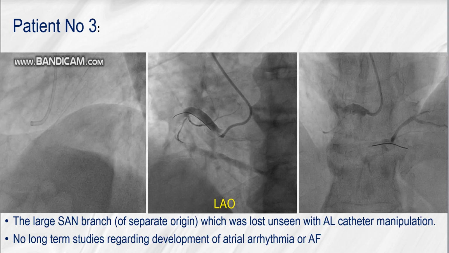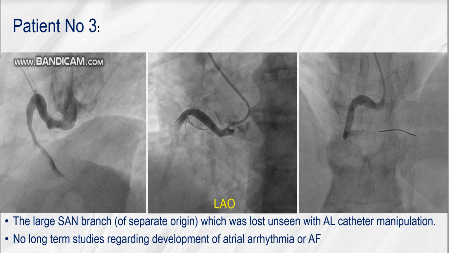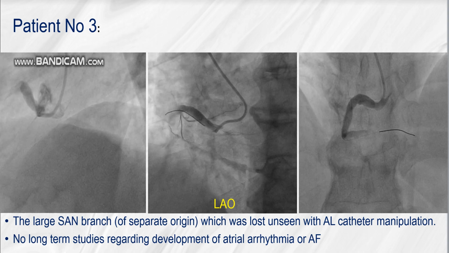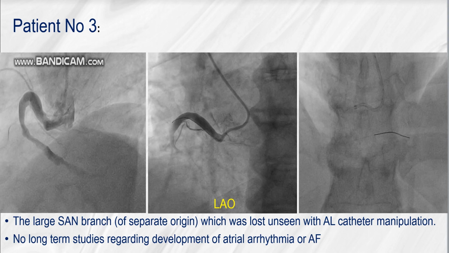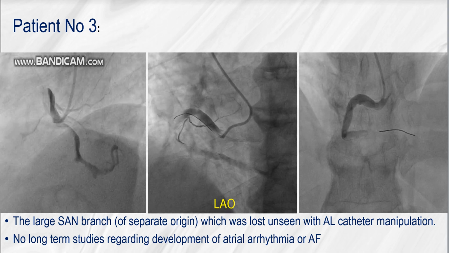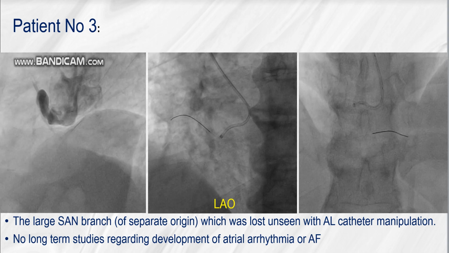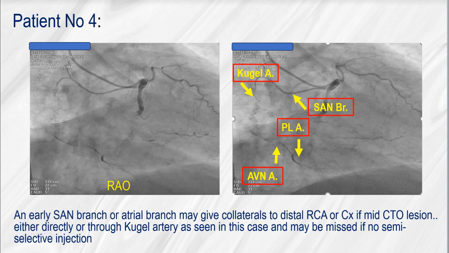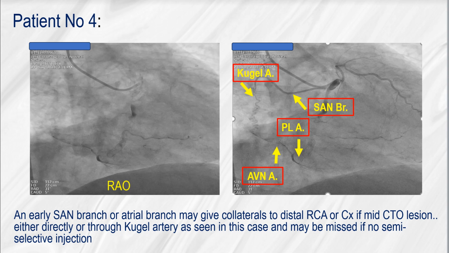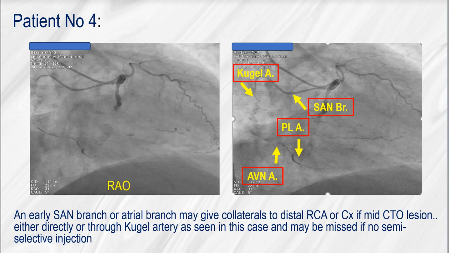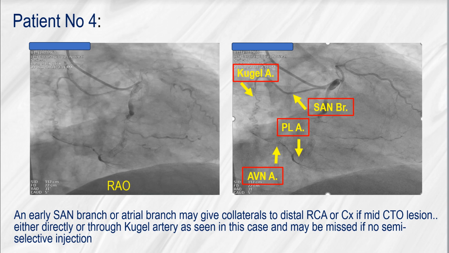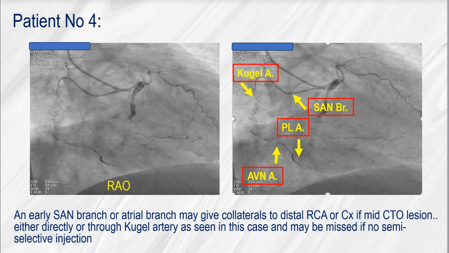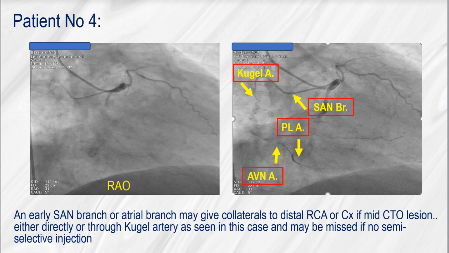While in the third patient, a large branch to the SA node of separate origin was lost unseen with ampulla catheter manipulation. There are no long-term studies regarding development of atrial arrhythmia or AF. An early branch to the SA node or an atrial branch may give collaterals to the distal RCA or CX if there is a mid-CTO lesion, either directly or through a Kugel artery, as seen in this case, and may be missed if there is no semi-selective injection.